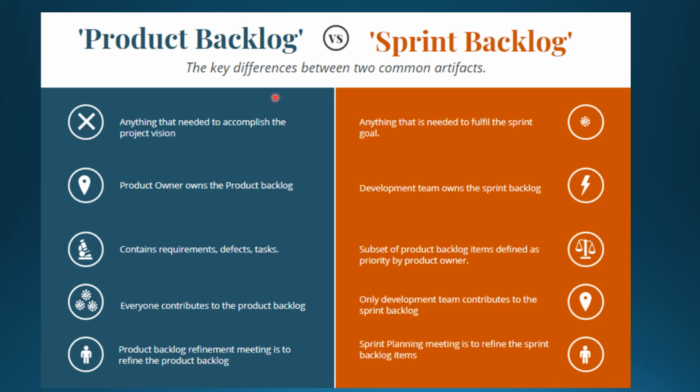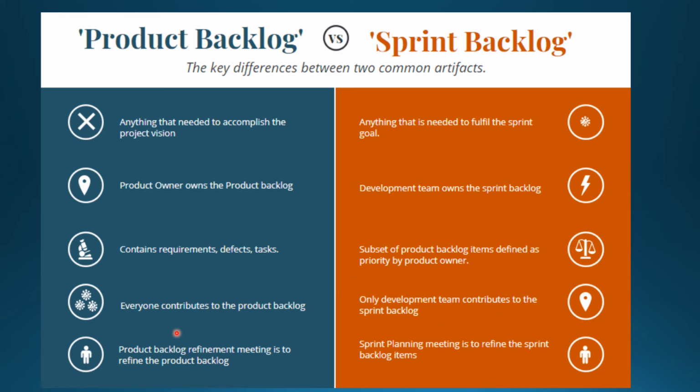What's the difference between the product backlog and sprint backlog? Product backlog is anything needed to accomplish the product vision. Sprint backlog is anything needed to fulfill the sprint goal. We discussed commitment: the product backlog commitment is the product goal, and the sprint backlog commitment is the sprint goal. Who owns it? The product owner owns the product backlog, but the sprint backlog is owned by the development team. Everyone contributes to the product backlog, but only the development team contributes to the sprint backlog.